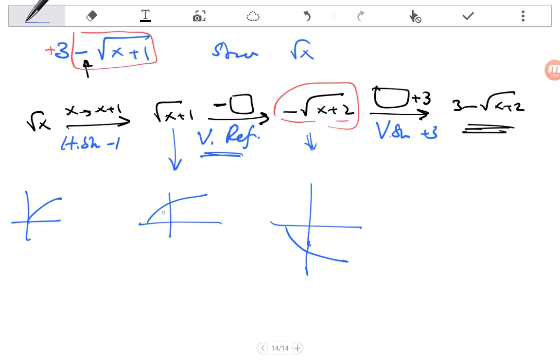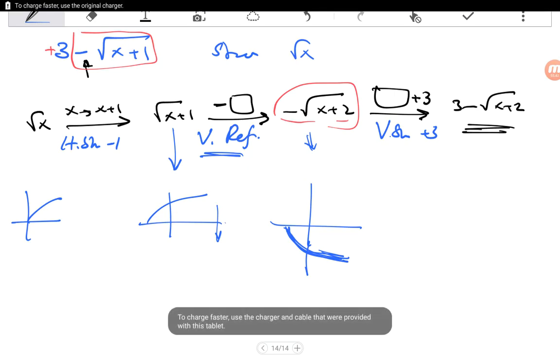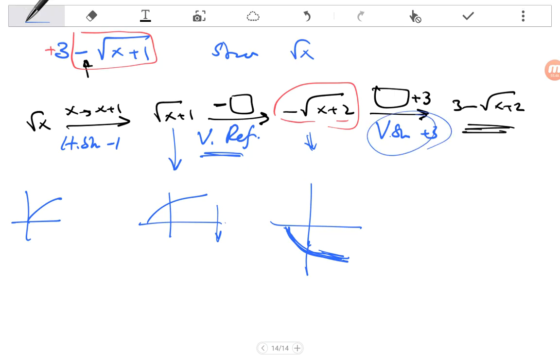Why is it called a vertical reflection? Because the direction of the reflection is in this way. It is just normal to the mirror. Okay, now that is negative root x plus 1. Now I make a vertical shift +3. So the graph of this function will be, yes, I will just shift upwards, like this. So that is the graph of this function. Okay?